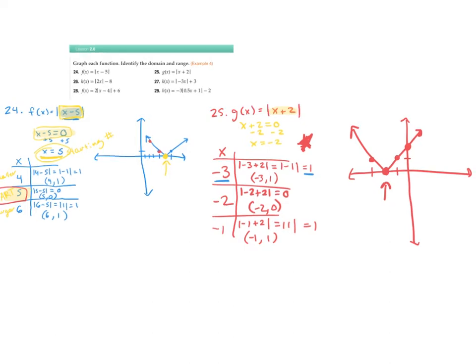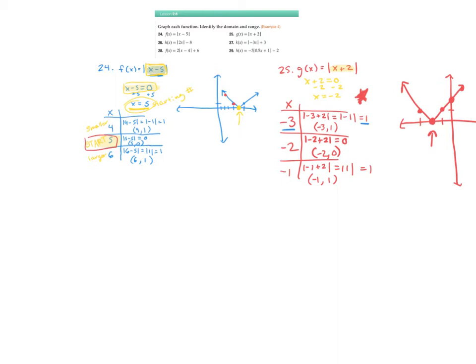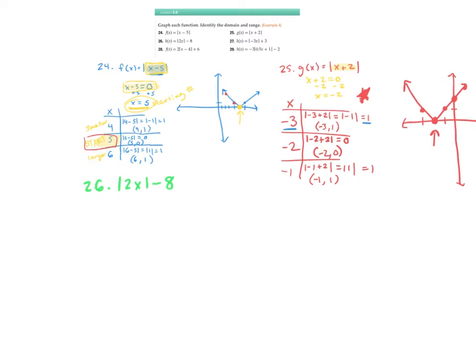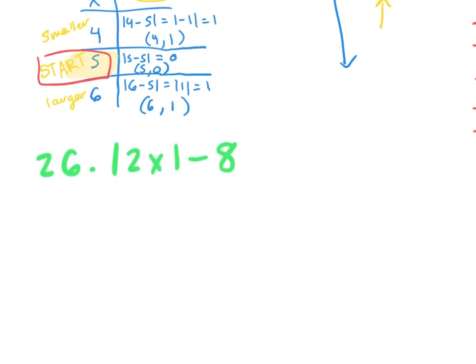All right, let's do 26. So 26 is the absolute value of 2x minus 8. So again, just like the other ones, to find out what we plug in first, we set what's inside of our absolute value equal to 0. So this is 2x is equal to 0. What would x be?